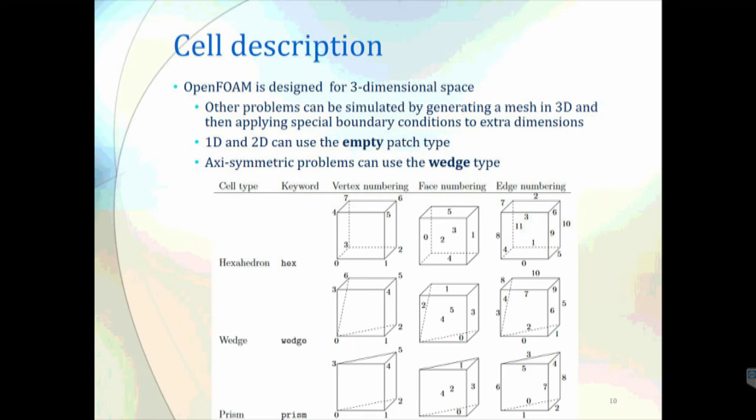For example, if you are solving a problem which is 2D, you will use an empty patch type boundary condition for the third dimension. For example, if your problem is only defined in the X and Y axes, for the Z axis you will just define a boundary condition named empty, and that will enable the problem to be solved in 2D, but actually the calculations will be performed for 3D. So OpenFOAM always solves problems for 3D, but you can solve problems for 2D or 1D by defining an empty patch type boundary condition. Also, we can describe our problems as axisymmetric using the wedge type boundary condition.